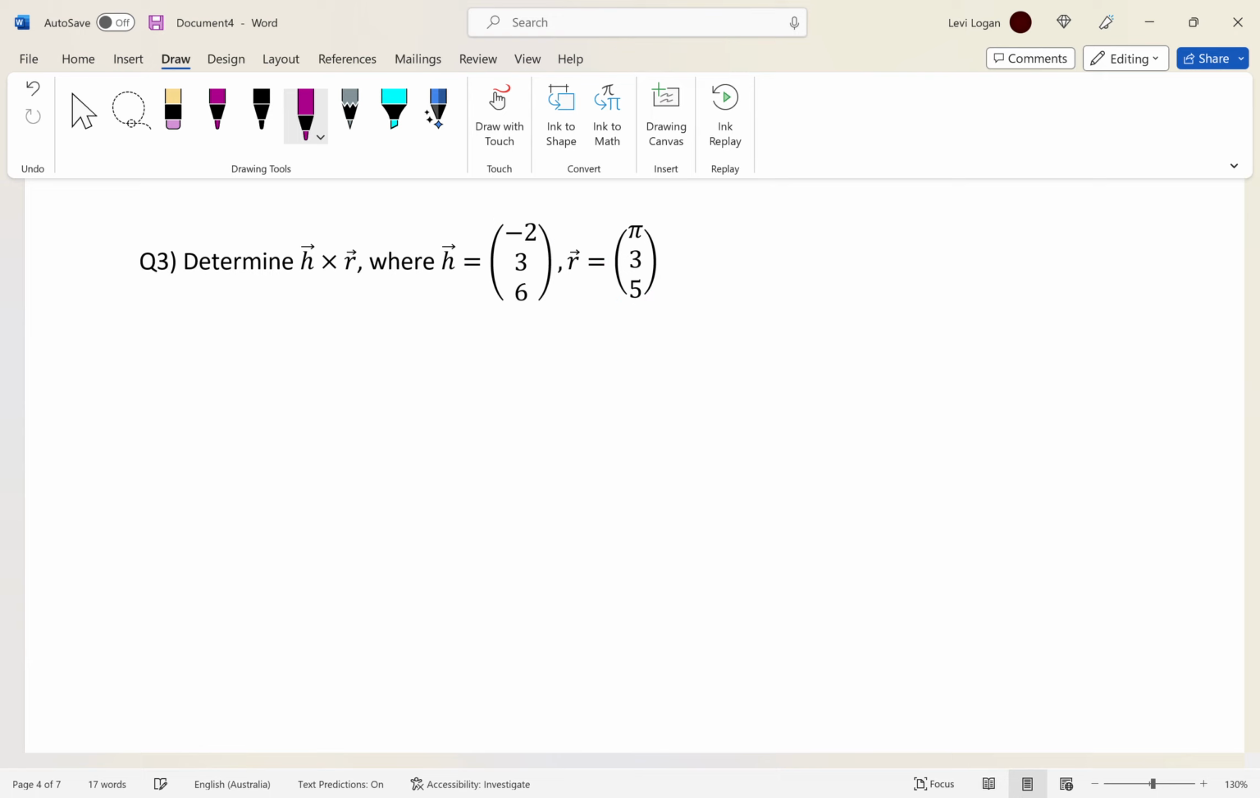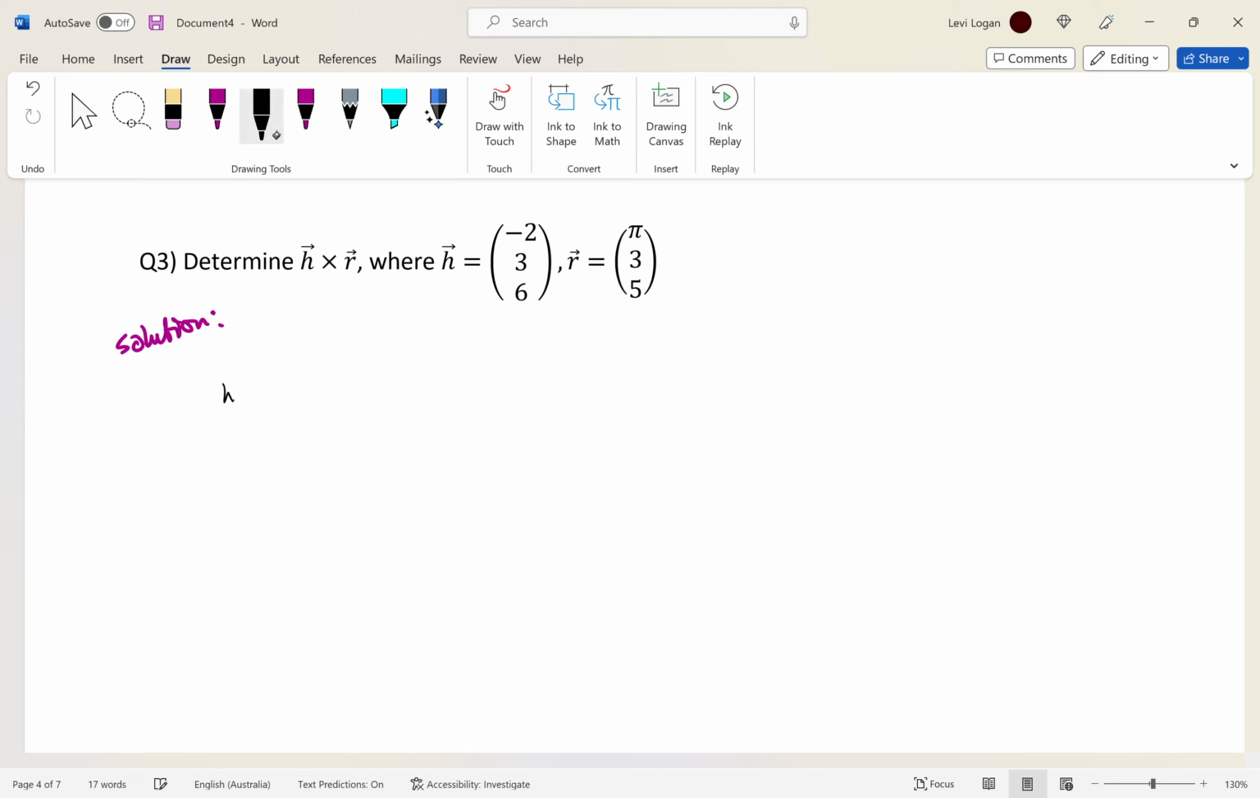I put in pi because I want you to get comfortable with just the algorithm, because sometimes you could be asked to find the cross product of arbitrary values, like let's say r1, r2, r3, and they just give you variables rather than constants. But luckily I've still given you a constant so you can still work things out. But let's just have a go. So here's the solution.